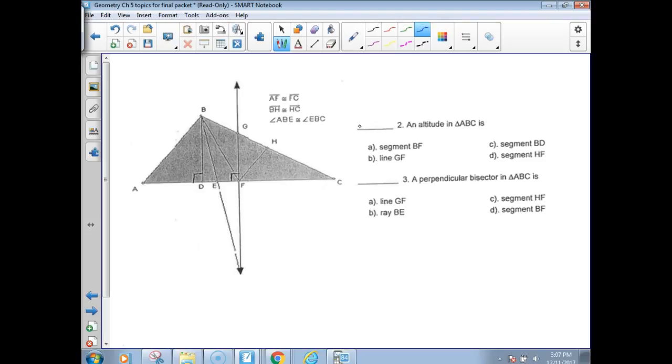Okay, number 2 says an altitude of the triangle ABC. I need a right angle, and I need to come straight down or up from a vertex. Bryce? BC? BD. Good. Yep, segment BD.